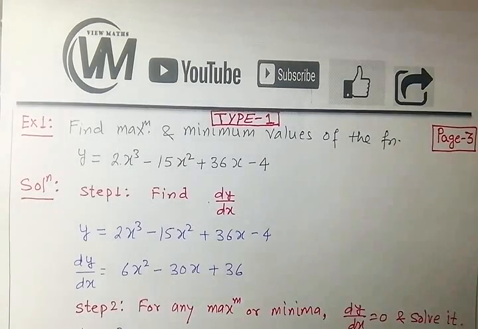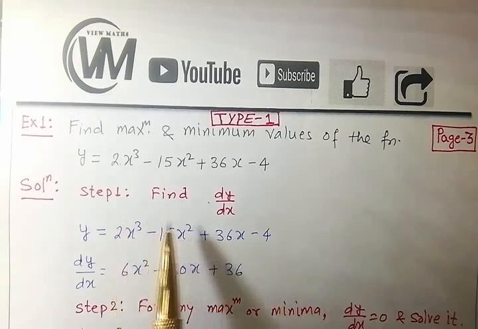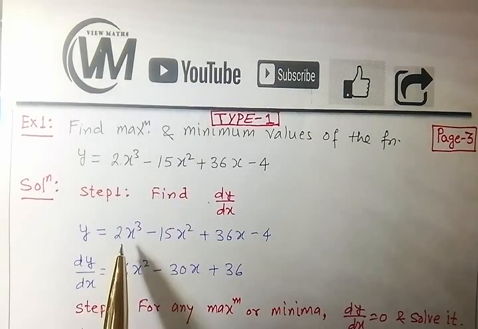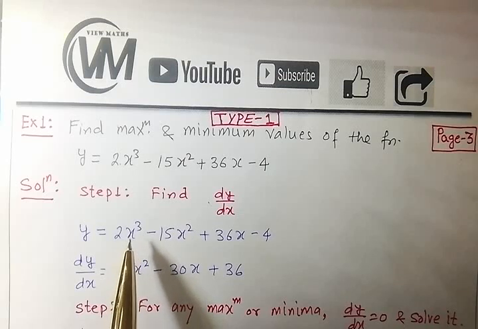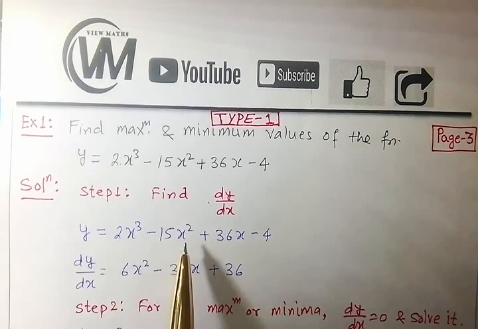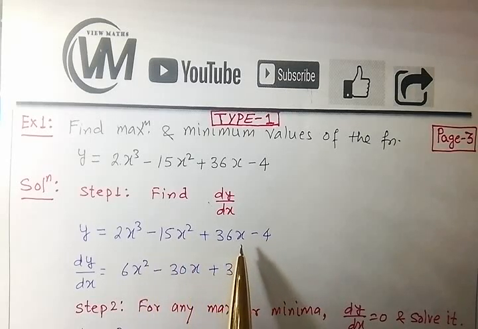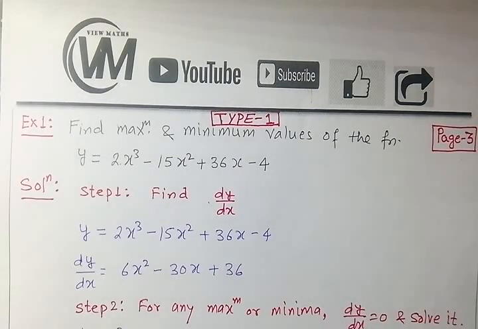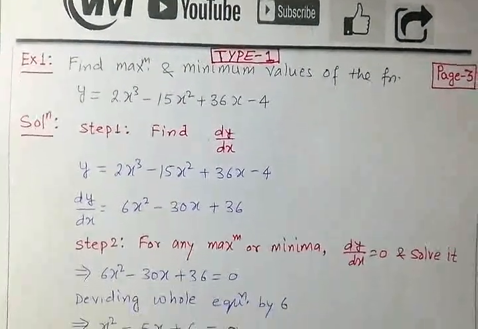What is the first step? Find dy by dx. So let us differentiate this function. dy by dx is equal to the derivative of x cube, which is 3x square, into 2, gives 6x square. The derivative of x square is 2x, into 15, gives 30x. The derivative of x is 1, 36 into 1 is 36, and the derivative of a constant is 0. So finally we get dy by dx is equal to 6x square minus 30x plus 36.